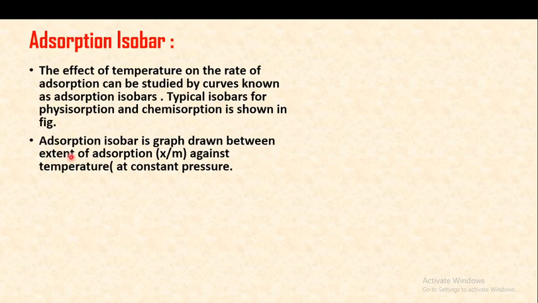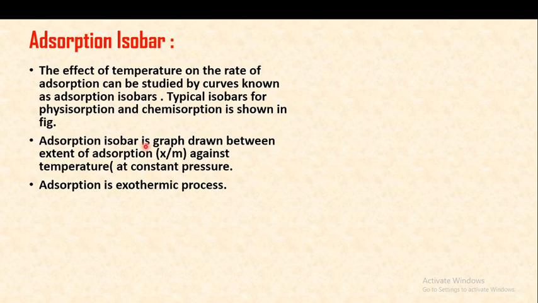So we have already studied the Freundlich and Langmuir adsorption isotherms in the first point of the chapter. Adsorption isobar is a graph between the extent of adsorption, that is x upon m, against the temperature, but at a constant pressure. So we know that adsorption is an exothermic process, because in the process of adsorption some amount of heat is evolved.